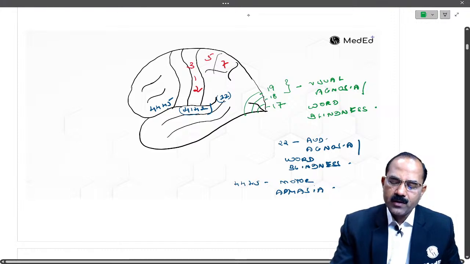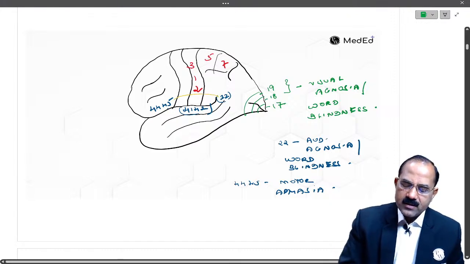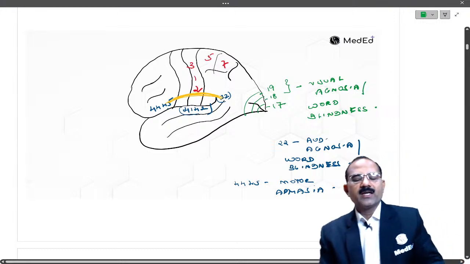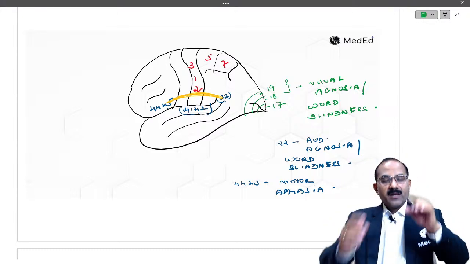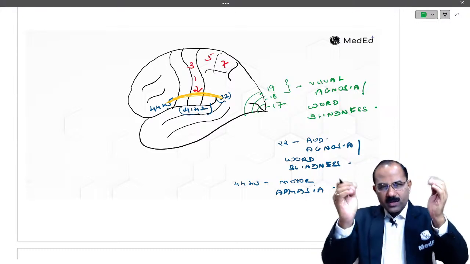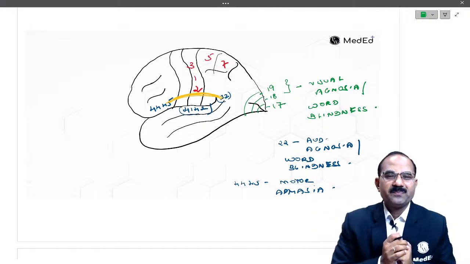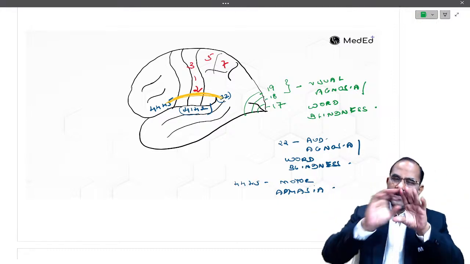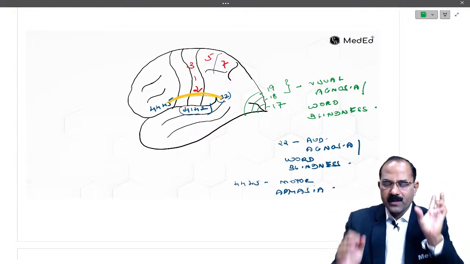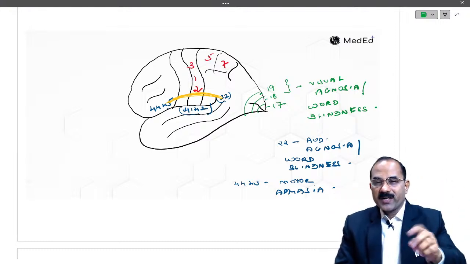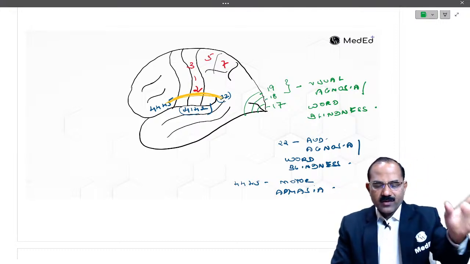And bachon, look, there is something which connects the sensory speech area and motor speech area. Can anyone tell me what is this? This is an association fiber. You know what are association fibers? They connect different areas in the same hemisphere. This is an association fiber which connects the Broca's and the Wernicke's areas.